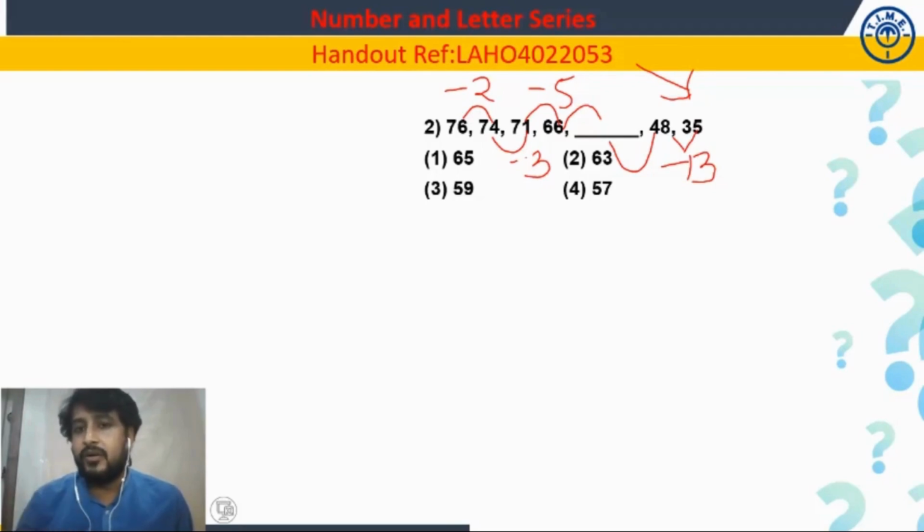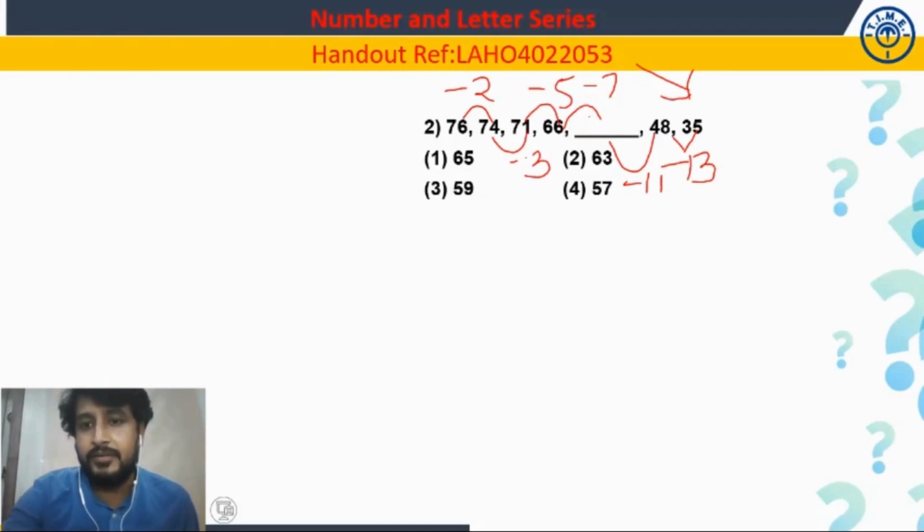2, 3, 5 we get consecutively in which pattern? Prime numbers pattern. So minus 2, minus 3, minus 5. If it is a prime number logic, then it should be minus 7. Now, if it is a minus 7, the next difference should be minus 11. We need to cross check both. Now, apply that logic. Minus 7.